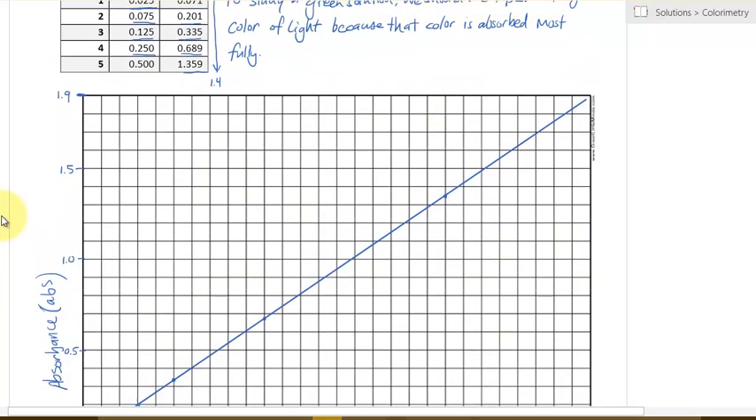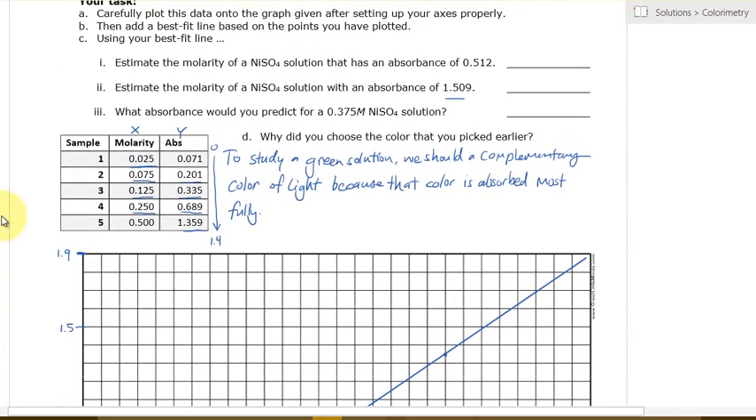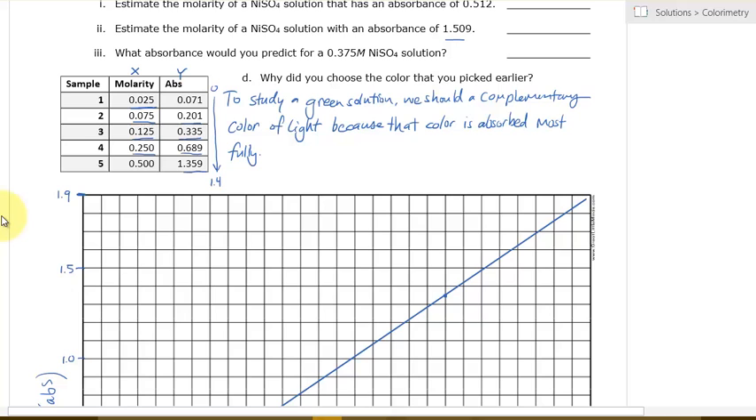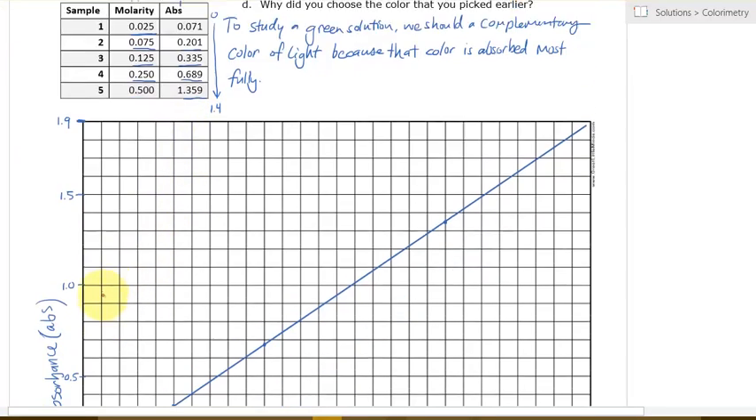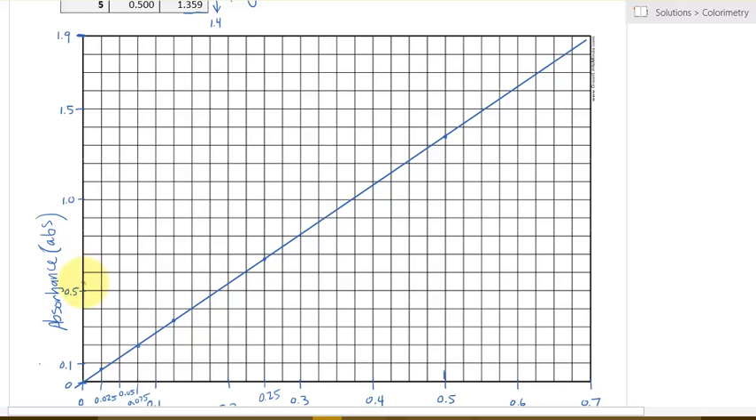All right. So now the questions that come next: estimate the molarity of a nickel sulfate solution with an absorbance of 0.512. Okay. So what we do here is kind of straightforward. What we want to do here is go to our graph at the absorbance of 0.512. So I'm going to change to a red so it pops out a little bit better. Absorbance of 0.512 is going to be somewhere down here, just a little bit above 0.5, right? So 0.51 is probably right about there. And what I want to do is read across from there.